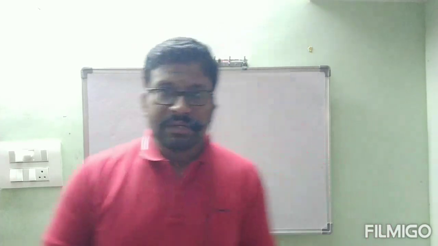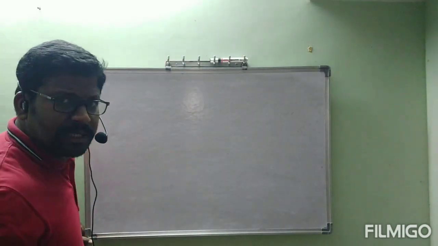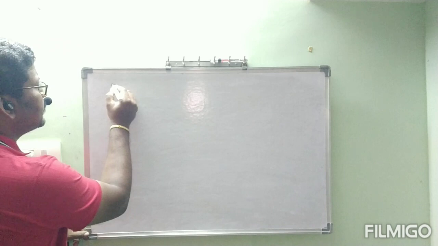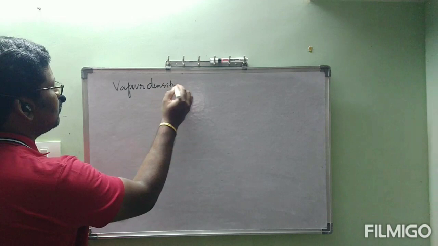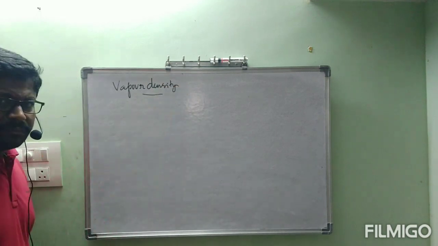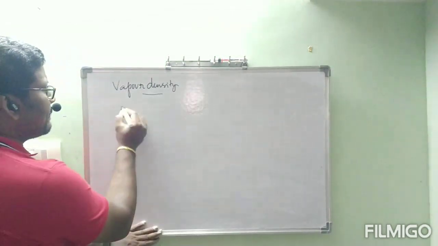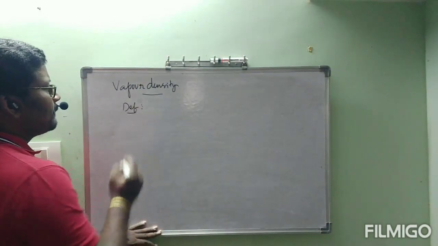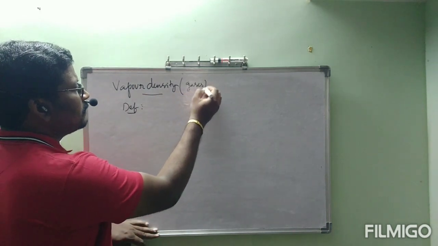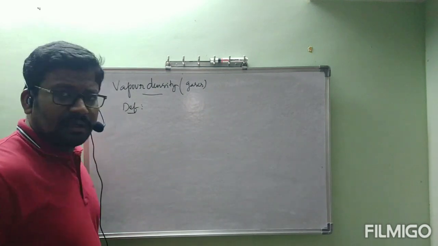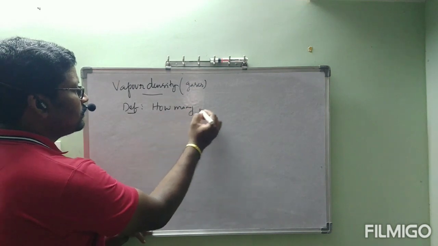Next, we will continue this topic. Our gram molar volume concept is completed. The next concept is vapor density. Vapor density, easy definition only. First we will go through the definition. Generally, this vapor density is meant exclusively for gases.